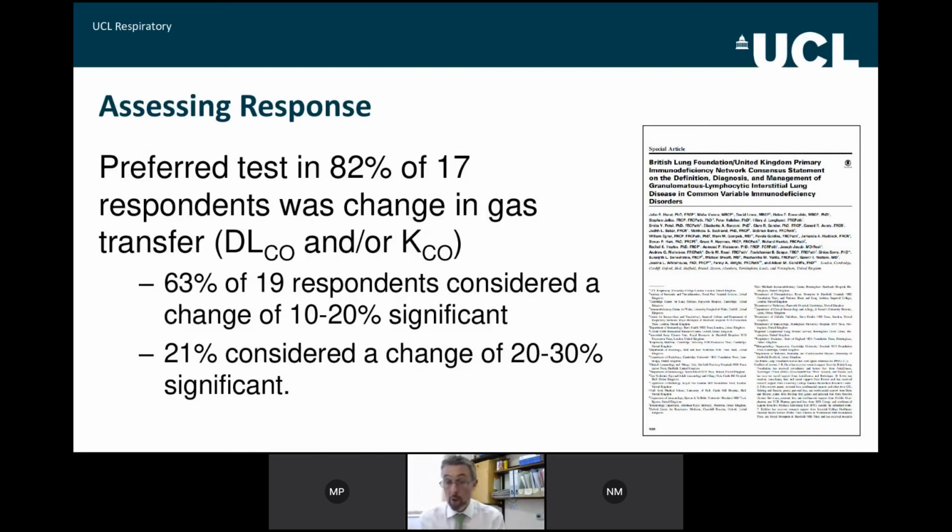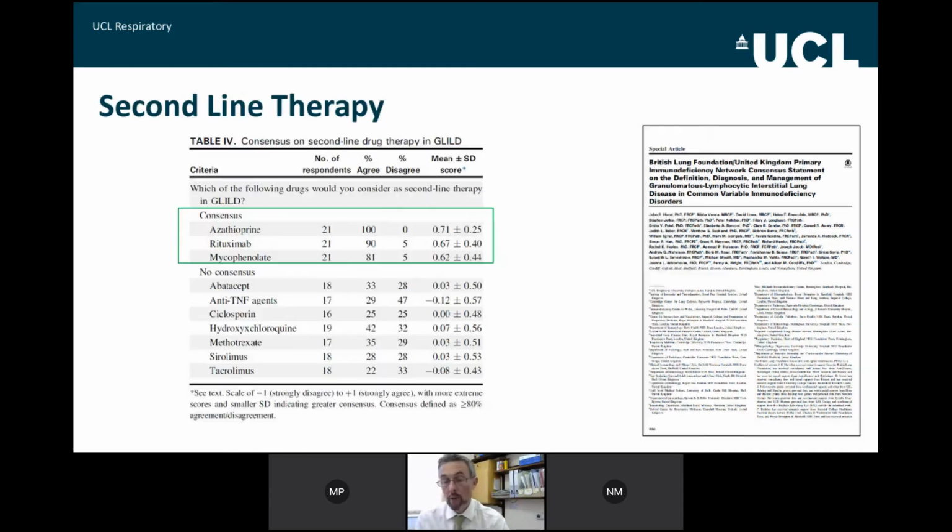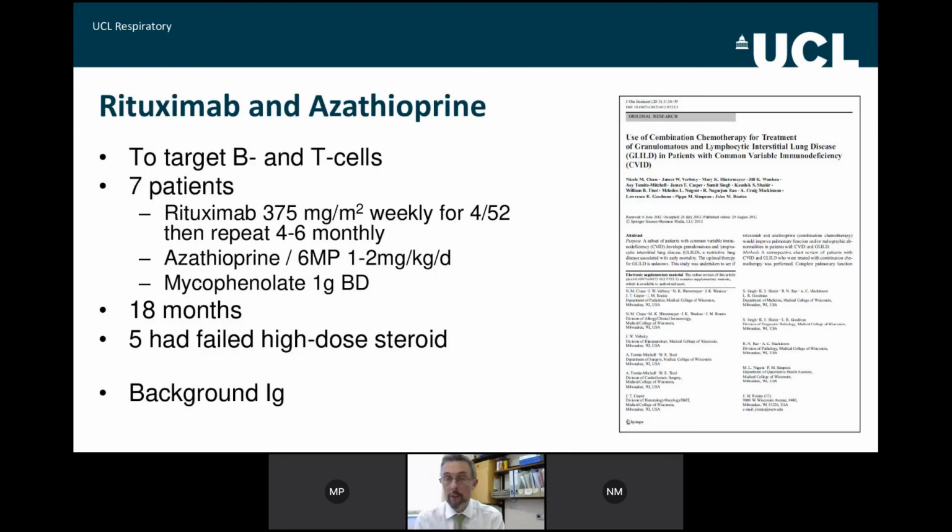In terms of assessing response, if we're not going to look to the future with PET scanning, as I've shown you already, then the commonest way to do that is looking at lung function, and typically the gas transfer, DLCO or KCO testing, is the best way to assess a treatment response. And certainly that's what we use here in London, seeing about 6 in 8 patients respond to higher dose steroids. More on second-line therapy: azathioprine, rituximab and mycophenolate in this UK-based data were the commonest second-line agents which reached consensus to be considered for use.